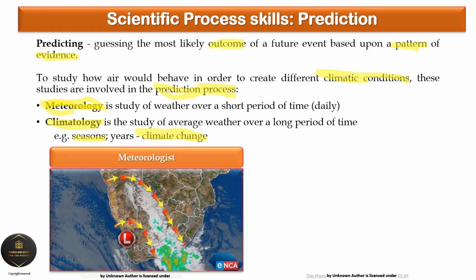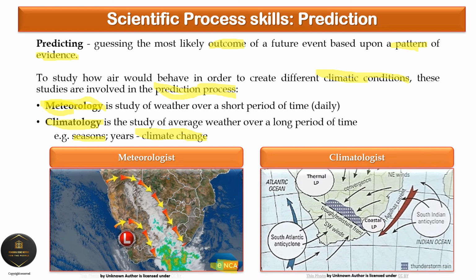So now we talked about a meteorologist and a climatologist. A meteorologist is someone who will study weather on a day-to-day basis. For example, the reporters at ENCA that give you weather news every morning are what we call meteorologists, because they study how the weather of the day is. They predict the weather of the day, and it's based on what? Based on them following this whole process of scientific process skills to be able to predict how the weather will be on that particular day. While a climatologist will look at how the weather changes over a long period of time.